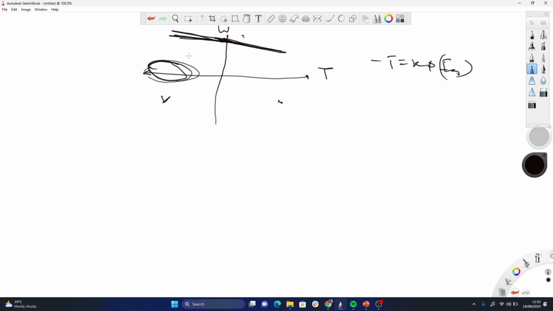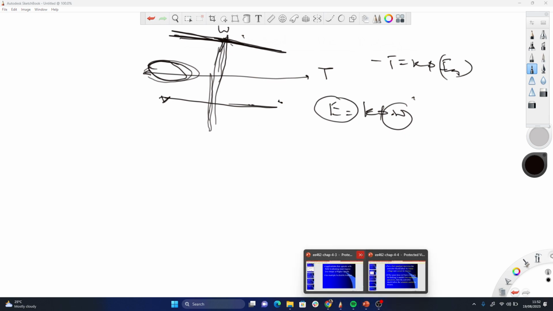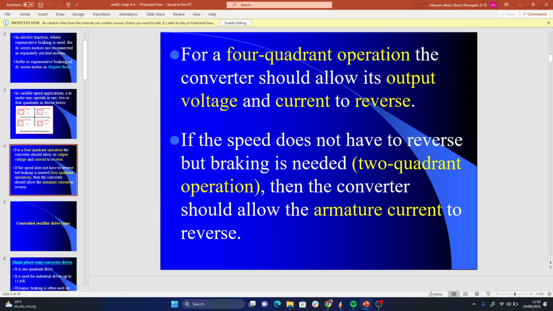If I want a 4 quadrant operation, I should be able to reverse the EMF too. E is equal to what? E is K phi omega. If I reverse the speed, if I make the speed negative, my E will become negative. So once I'm able to make E negative, it can operate in quadrants 3 and 4. For a 4 quadrant operation, that's what the statement means: the converter should allow its output voltage and current to reverse. You get it?